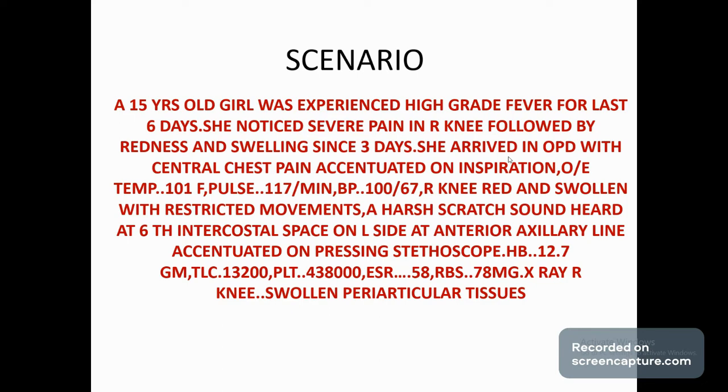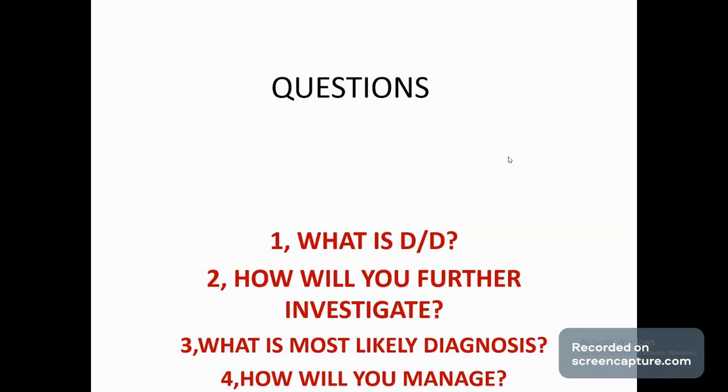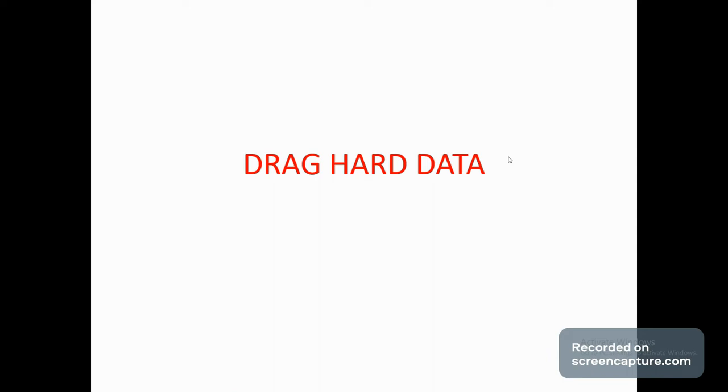Now here, the questions are: differential diagnosis, how will you further investigate, the most likely diagnosis, and how will you manage? Draw out soft data and hard data. Hard data is that a girl of young age is suffering from fever, she has evidence of chest pain in the form of pericarditis, which we have detected clinically, and there are acute phase reactions which are increased: thrombocytosis, leukocytosis, ESR. This is acute inflammation going on in this lady.